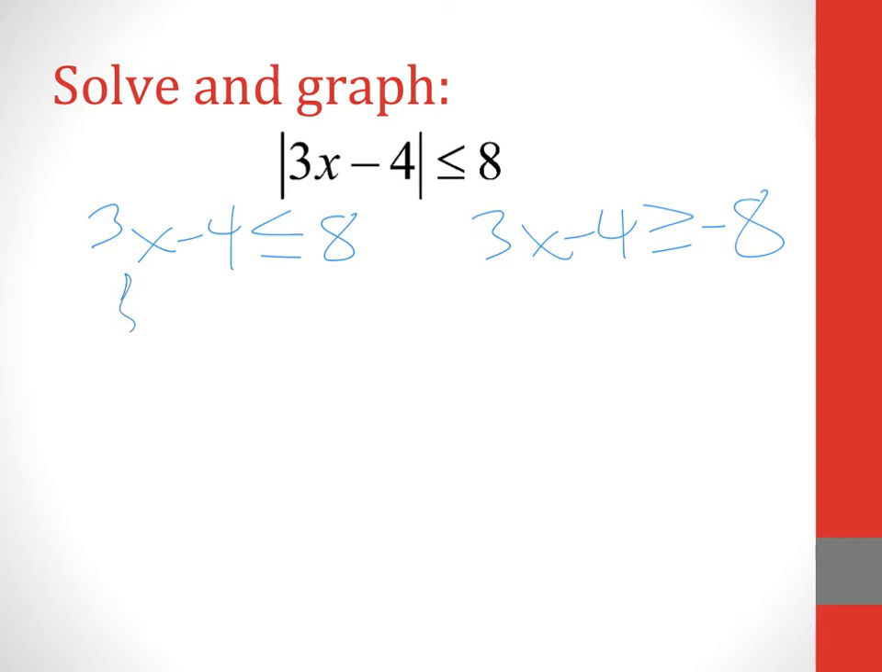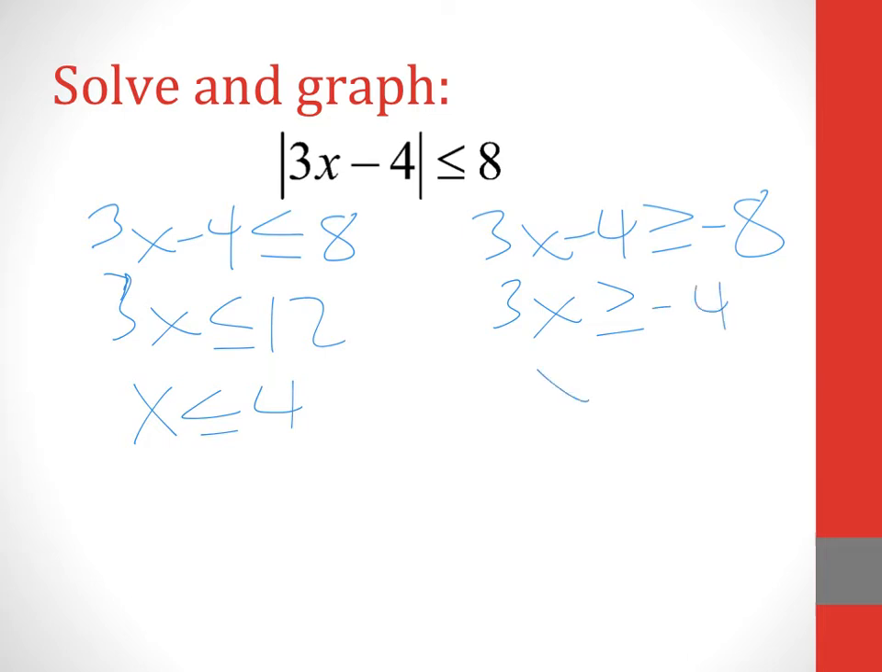So let's go ahead and solve these inequalities. I have to add 4, so I get 3x is less than or equal to 12. Divide by 3, and I get x is less than or equal to 4. Other side, we got 3x is greater than or equal to, I added 4, so negative 4. So x is greater than or equal to negative 4 thirds. So there's my two solutions.